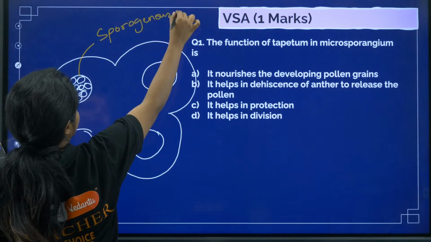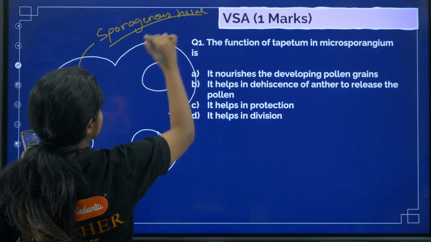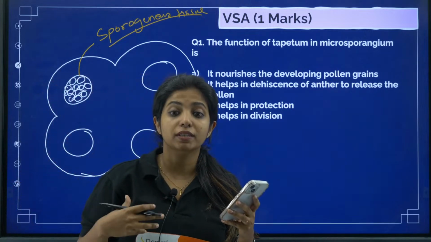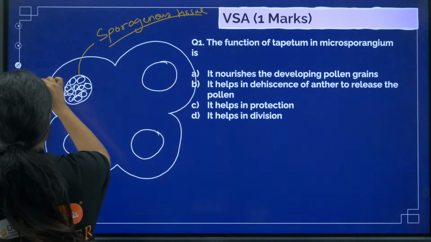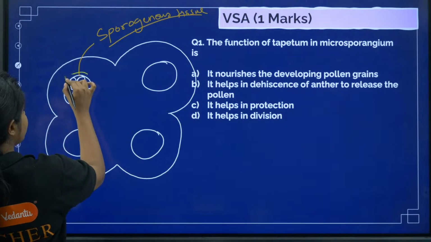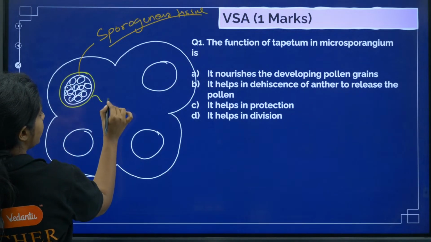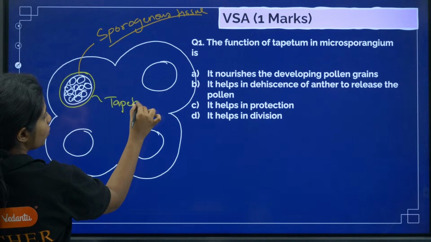Anyways, since no one is answering, let me tell. This is known as sporogenous tissue. And sporogenous tissue is where the microspores, or basically the pollen grains, will be made. Just outside the sporogenous tissue, you have a layer, and this particular layer is known as tapetum. And what does tapetum do?